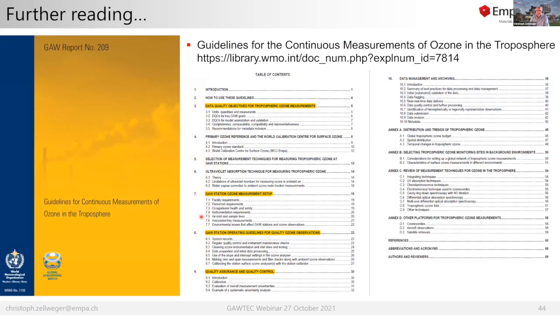And well, the last thing I'd like to show is there is a guideline for the continuous measurements of tropospheric ozone. It's the GAW report 209, which was published in 2013. I recommend that you look at this report. I think it's still up to date, because the measurement of ozone has not really changed very much over the last 2 decades. So this report is up to date. The only thing that will change for sure in the near future is the absorption cross-section.